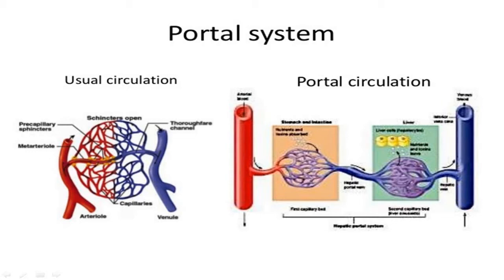This vein, instead of merging with the larger vein, again breaks up into capillaries in some other organ of the body, and then from that organ the vein drains into a larger vein. This type of system, which starts as capillary and then again breaks up as capillary in some other organ of the body, is called portal system. It is a part of venous blood circulation.